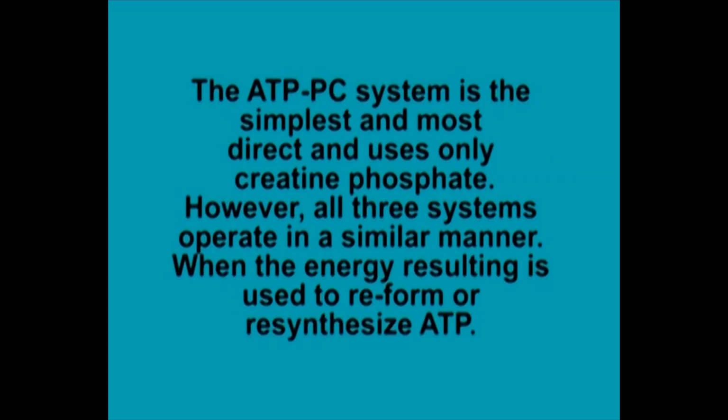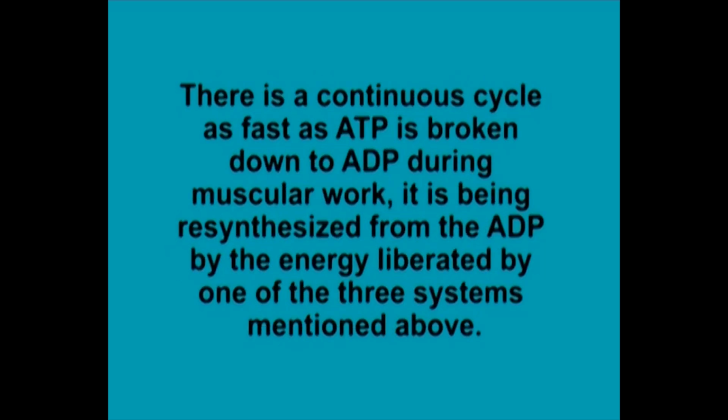The ATP-PC system is the simplest and most direct and uses only creatine phosphate. However, all three systems operate in a similar manner. When the energy resulting is used to reform or resynthesize ATP, there is a continuous cycle: as fast as ATP is broken down to ADP during muscular work, it is being resynthesized from ADP by the energy liberated by one of the three systems mentioned above.